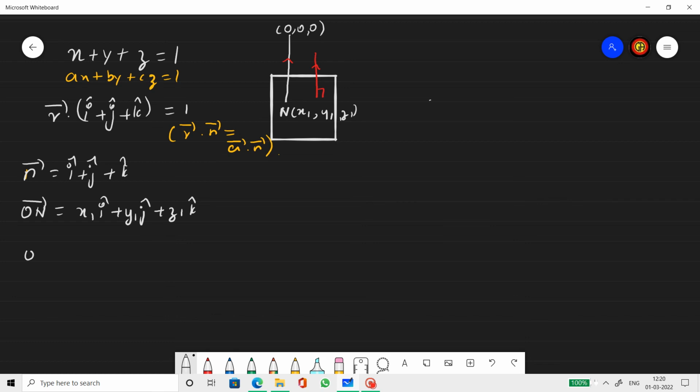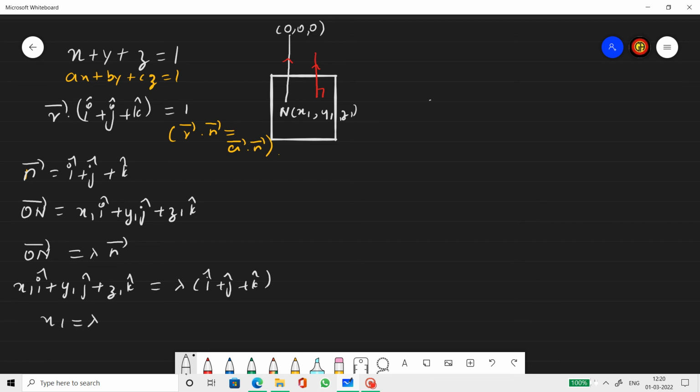So ON will be lambda times n vector. So that means x1 i cap plus y1 j cap plus z1 k cap equals lambda times (i cap plus j cap plus k cap). Now compare the coefficients of i, j, k. You get x1 equals lambda, y1 equals lambda, and z1 equals lambda.